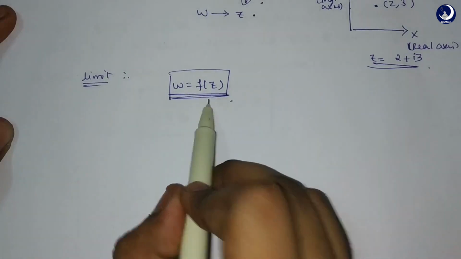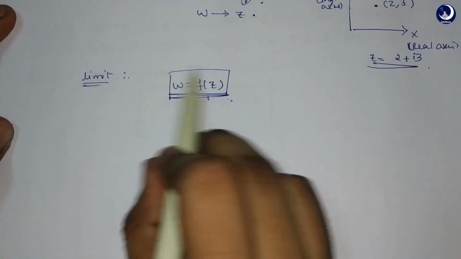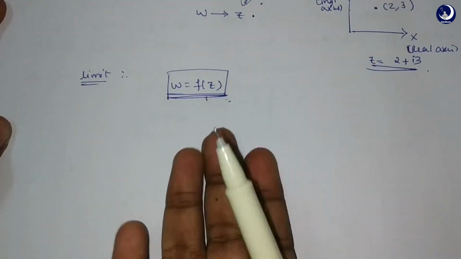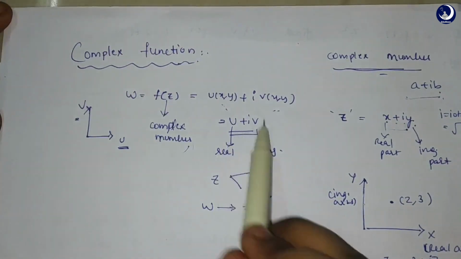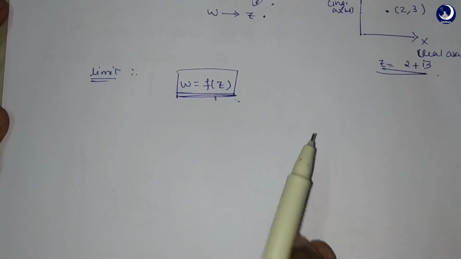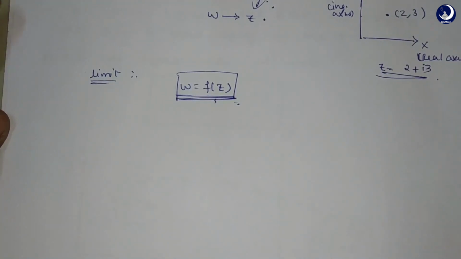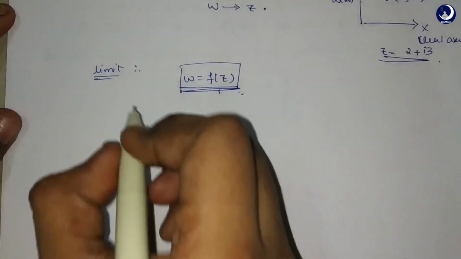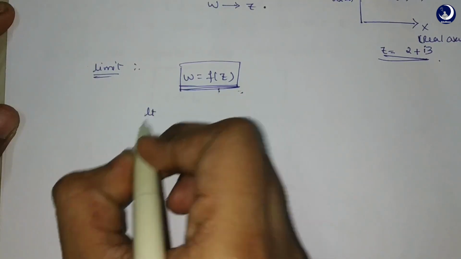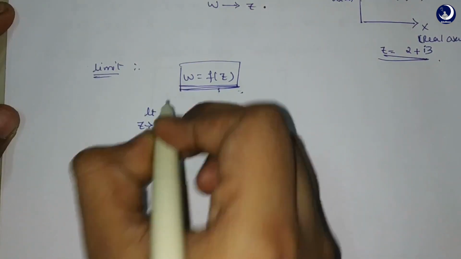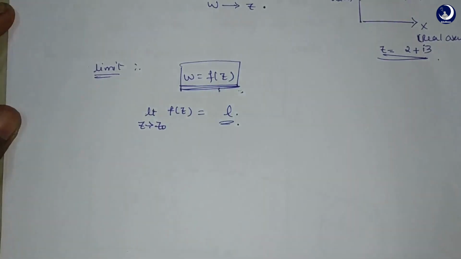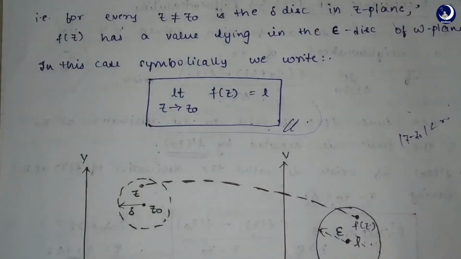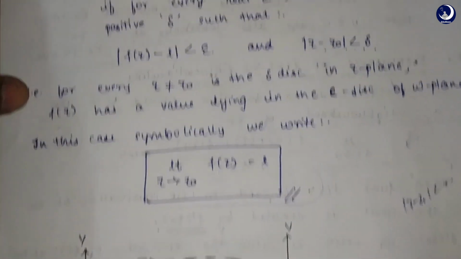We'll define limit, continuity, everything for this particular function. This is our complex function, right? Just now we discussed our complex function. So for that complex function, we are defining limit, continuity, differentiability, and all things. So limit z tends to z0, f of z equals some value. I'll explain this clearly. We have mathematical definitions for everything.